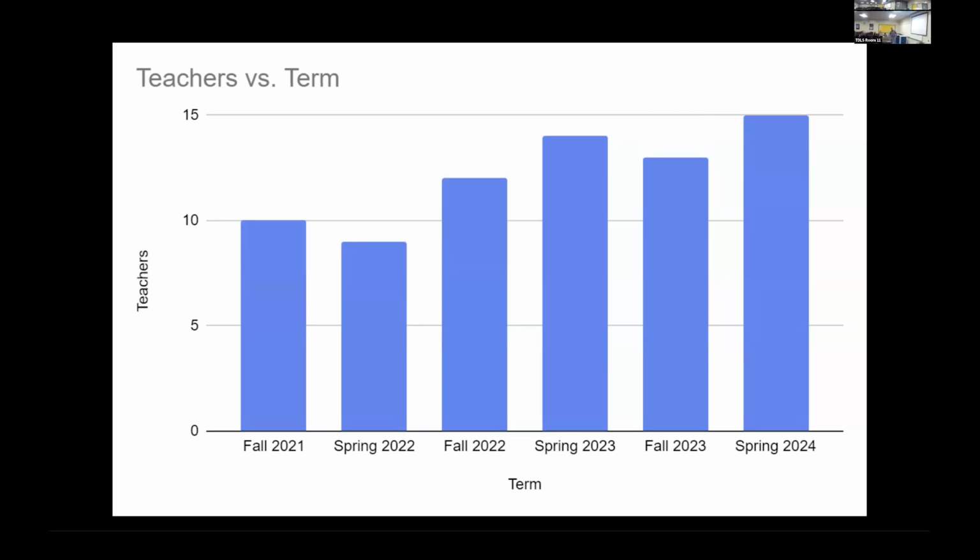Teachers versus term. Right now, we have about 15 active teachers. I mean, we have more on our list that have a Canvas account, but for these numbers, I only went with people who actually have published and enrolled, because in past semesters, they've had a shell, but they don't necessarily use it.